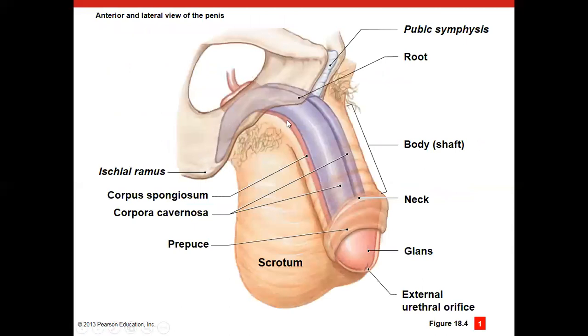The urethra runs through this section here. There's a superior section of the penis with erectile tissue called the corpus cavernosum. There's two bands of this tissue. And then the corpus spongiosum is surrounded by the corpus cavernosum. And the corpus spongiosum is where basically the urethra runs through to the glans. And the external urethral orifice is here. And then the prepuce or foreskin is here.